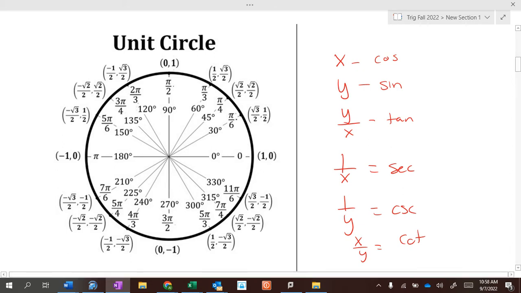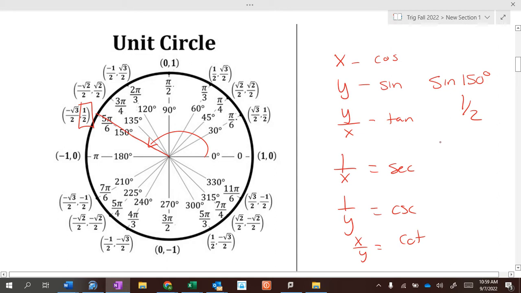So, let's say I wanted the sine of 150 degrees. Well, you look at 150 degrees. Sine is the y value. The sine of 150 degrees is 1/2.